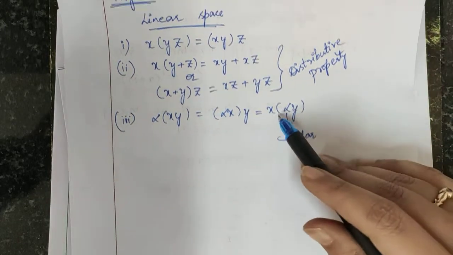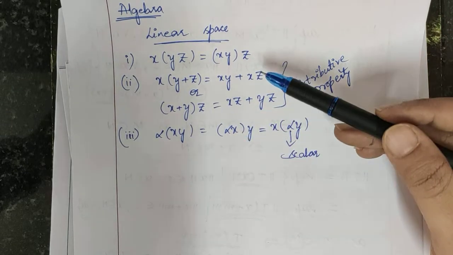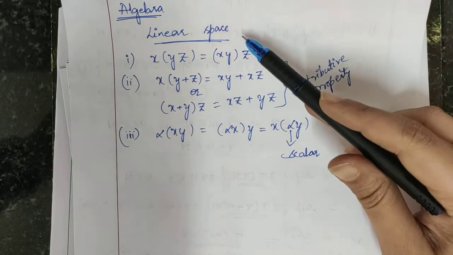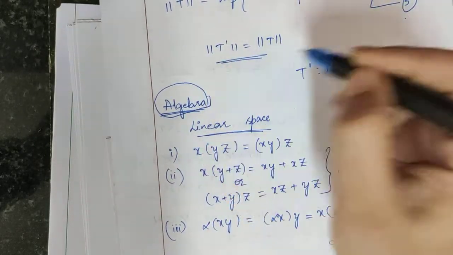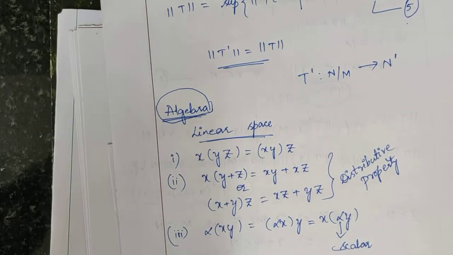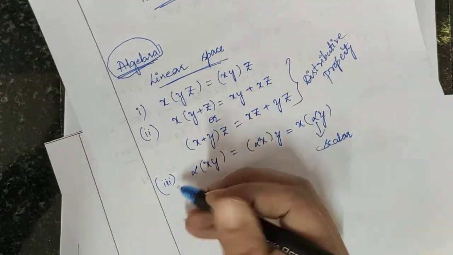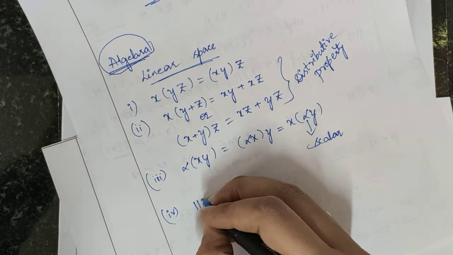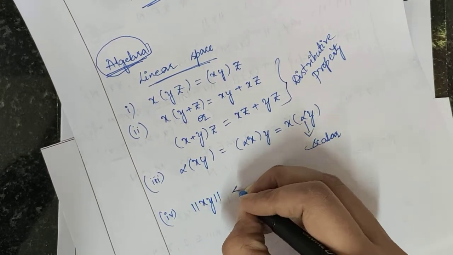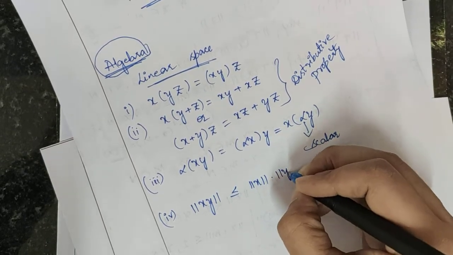So any vector which satisfies these three conditions, then we can say that those vectors are of a linear space, which is said to be an algebra. Along with these three properties, if a vector satisfies one more property, that is norm of xy is less than or equal to norm x into norm y.